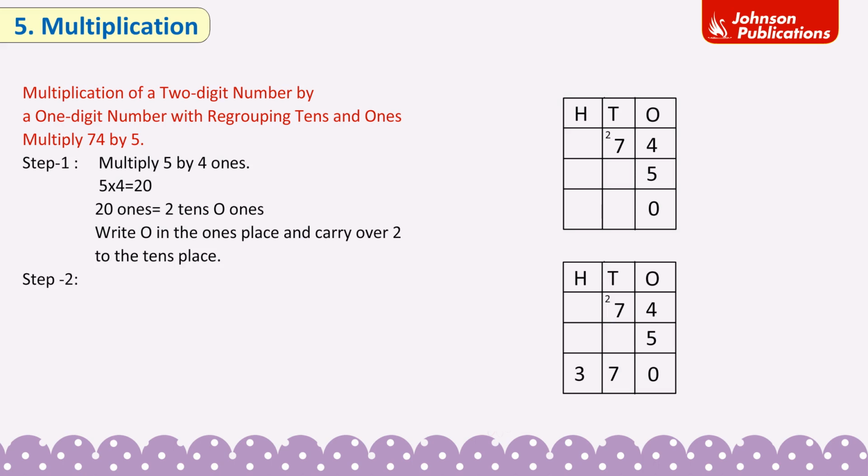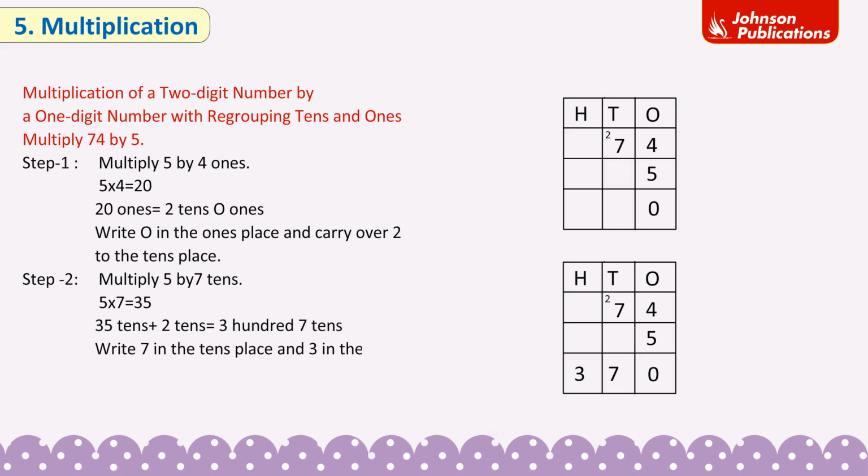Step 2. Multiply 5 by 7 tens. 5 multiplied by 7 is equal to 35. 35 tens plus 2 tens is equal to 37 tens. Write 7 in the tens place and 3 in the hundreds place in the answer. 370 is the product of 74 and 5.